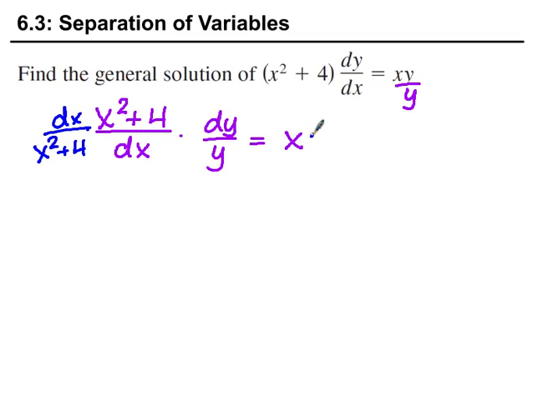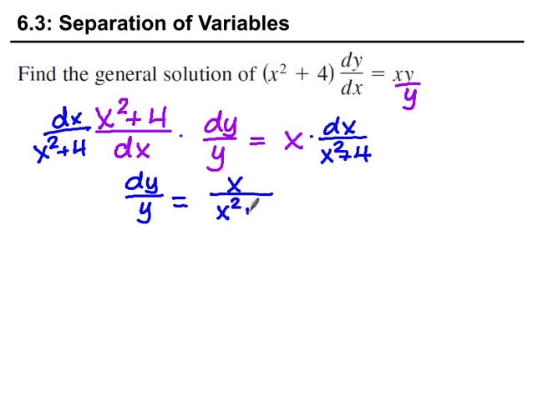So I'm going to go ahead and multiply that by dx over x squared plus 4. So on the left, when I do that, I'm left with dy over y. On the right, I'm left with x over x squared plus 4 times dx. Now, in order to undo the dx and the dy, I'm going to integrate. What will the dy over y integrate to be?